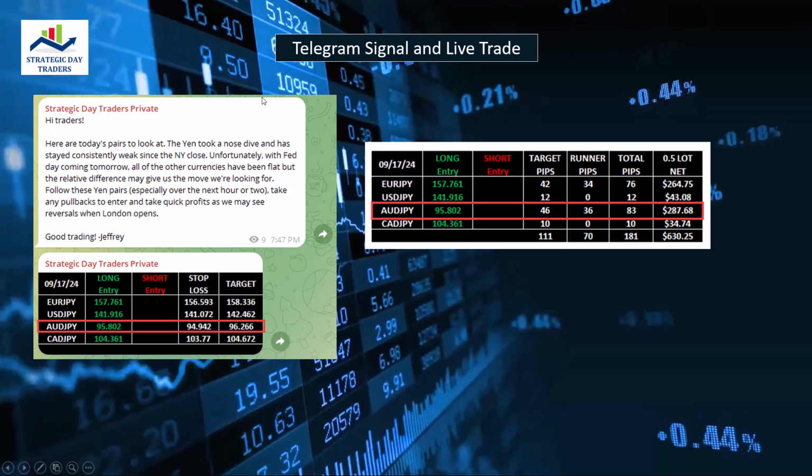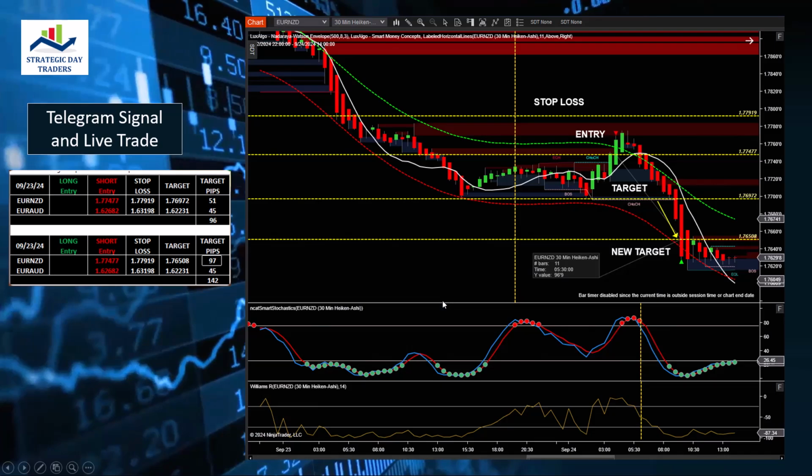So as I said, this is what my typical signals look like, and those of you that join my private group will get these every day. We start when the market opens, analyzing at 5 to 6 p.m. Sydney time. That's the first session that opens. Then we move into the Asian session or the Tokyo session, London and New York for the double London close and New York open session.